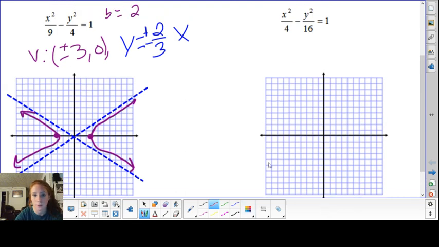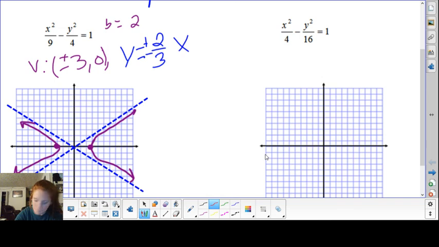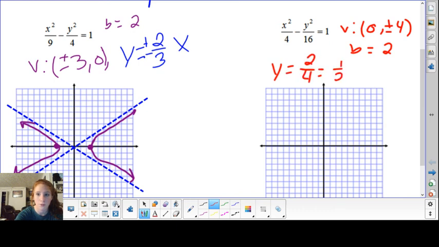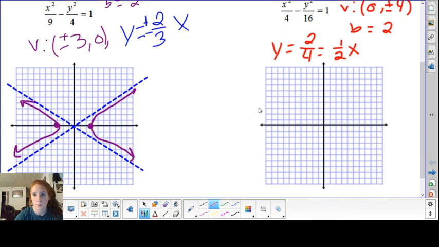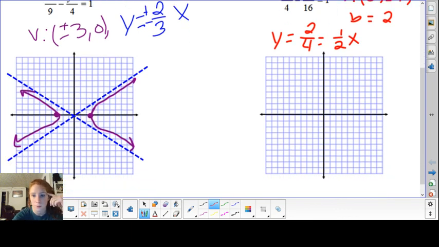Okay. Let's take a look at the next one. In this next one, are we up and down or left and right? Good, my vertex is going to be up and down. So we're going to be 0, comma, plus or minus 4. My b is 2. My y is equal to 2 over 4, which can reduce down to 1 over 2. So again, we're going to start by graphing our line. So I go up 1 to the right 2, down 1 to the left 2. Connect that line.